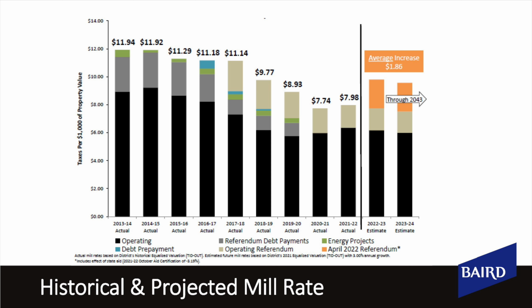This last year, we were up slightly from the year before, but we're now at $7.98. $7.98 is a very far cry from where we once were back in 13-14. The reason why is because we no longer have any referendum debt in this district. So we are looking at making an investment in the future for our kids, and the investment would be an average increase of $1.86. If you put $1.86 onto $7.98, that puts us back up to $9.84, which puts us right back to where we were in 2018, 2019.